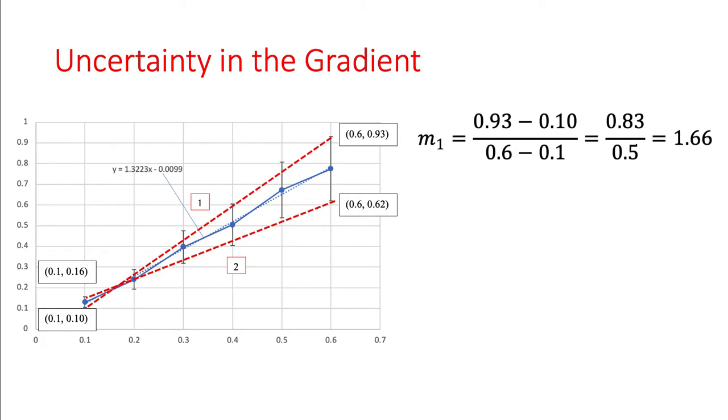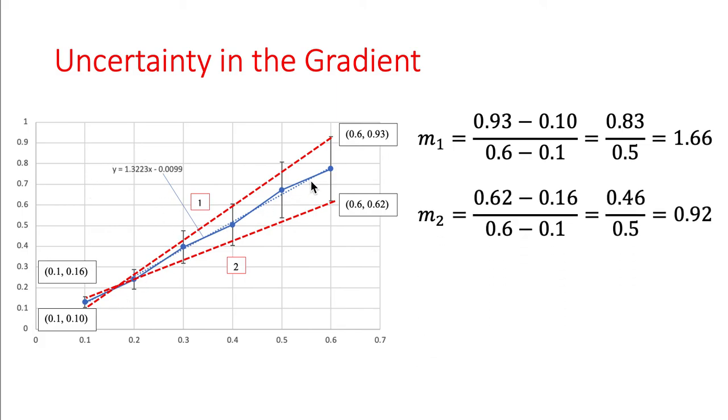So I would do this by looking at the gradient of line number 1. That's just simply 0.93 minus 0.10, the change in y, divided by the change in x. Well, change in x is 0.6 minus 0.1, which is 0.5. I get a gradient of 1.66. And that makes sense because I'm looking for something which is greater than the gradient of my blue line.